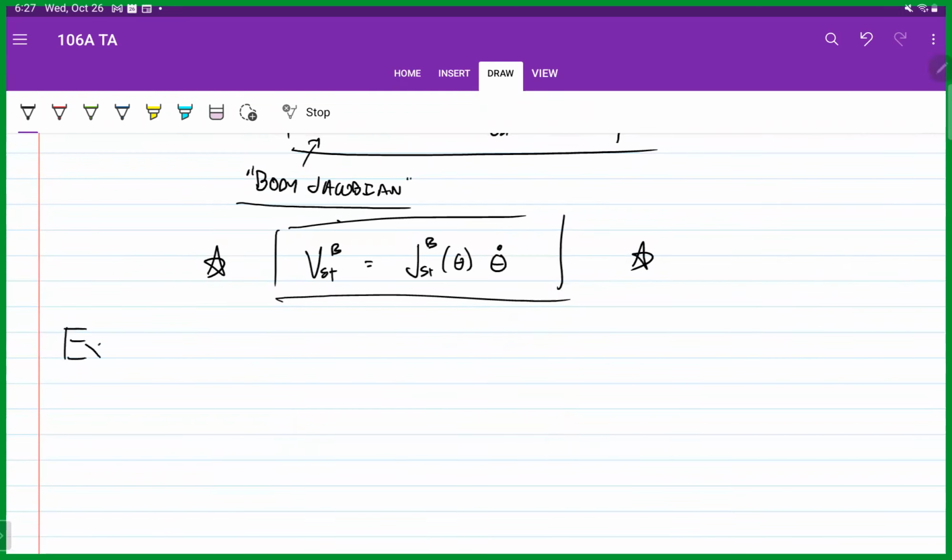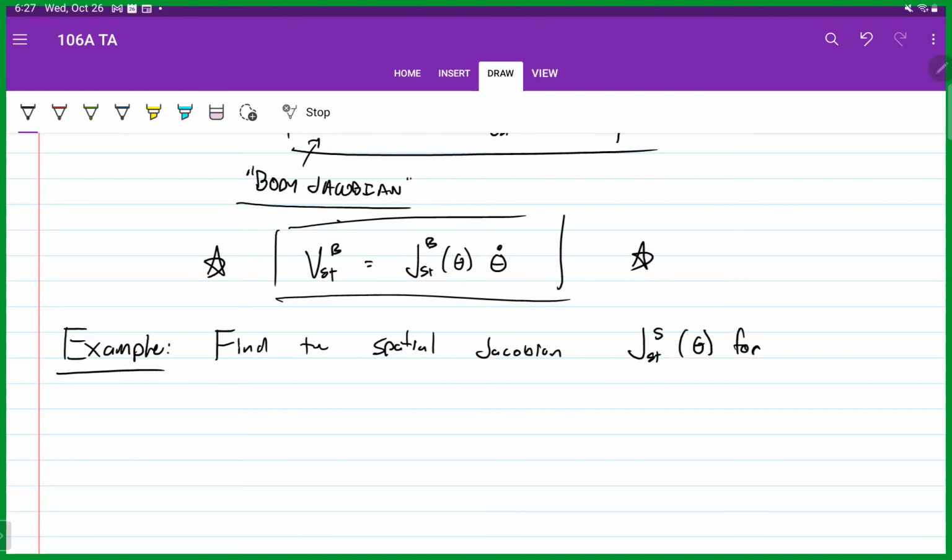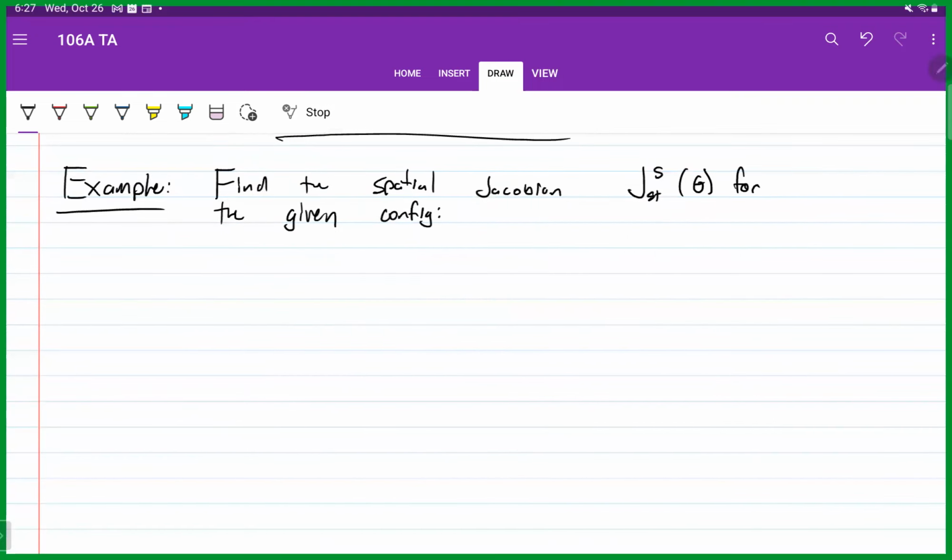Okay, so we can move on to do an example. In this case, I'm just going to go ahead and find the spatial Jacobian, just so we have time to talk about the stuff with singularities. So let's find the spatial Jacobian JSTS of theta for the given configuration. We're not asking you to find it for a general theta. We're just going to give you a specific set of theta values and then just evaluate it like that.